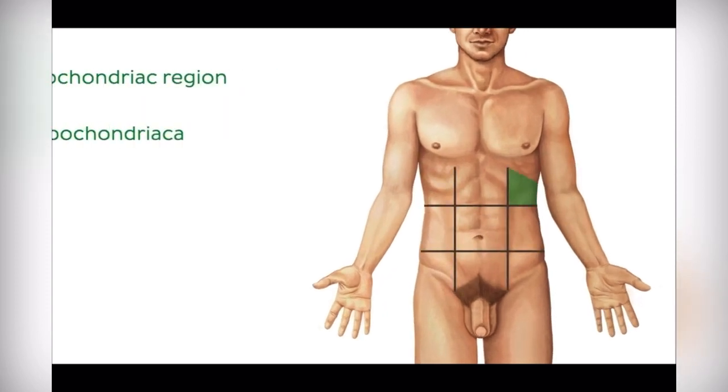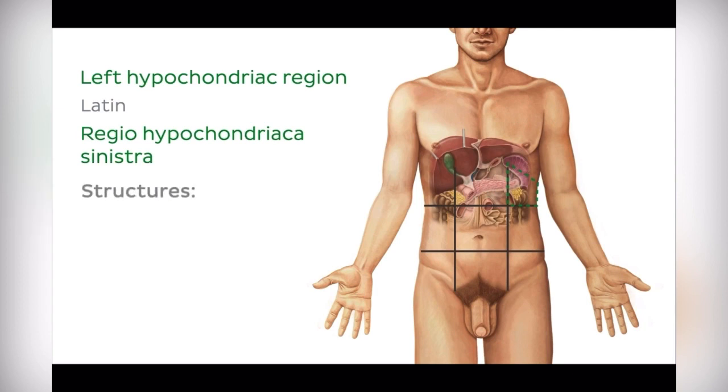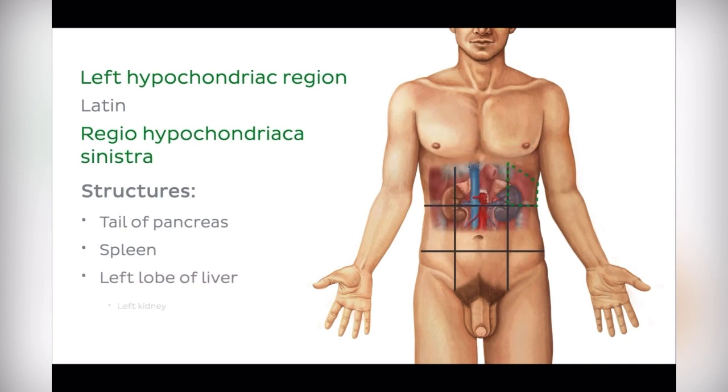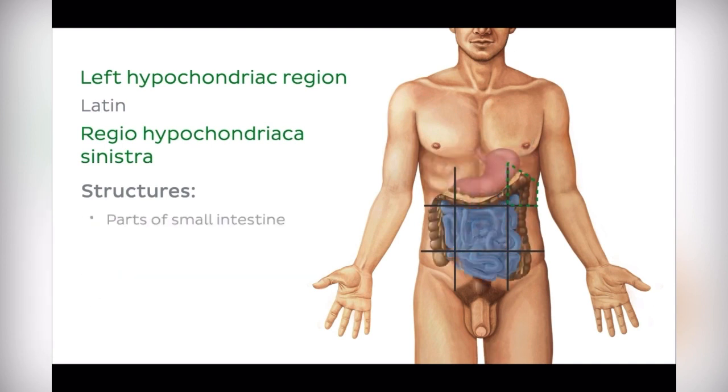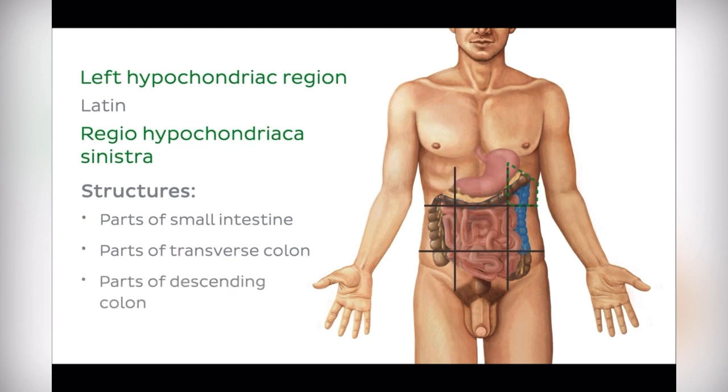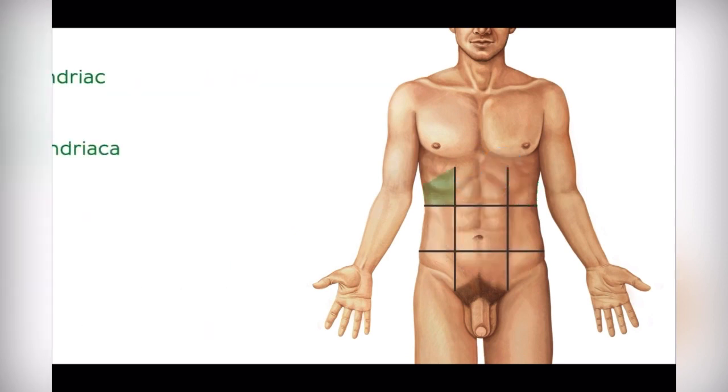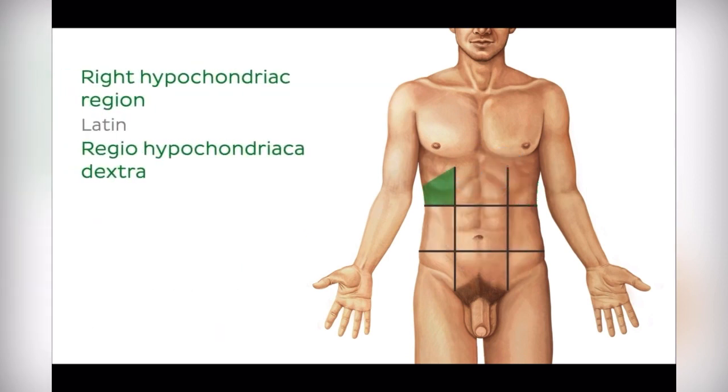Let's begin with the left hypochondriac region. Structures that lie within this region include the tail of the pancreas, the spleen, the left lobe of the liver, the left kidney, parts of the small intestine, parts of the transverse colon and descending colon, and finally, parts of the stomach. The right hypochondriac region lies on the right side of the upper abdomen above the subcostal plane.